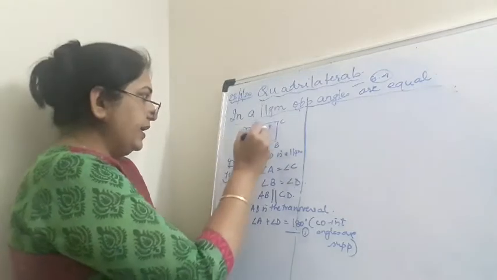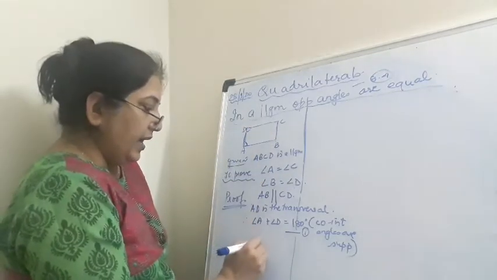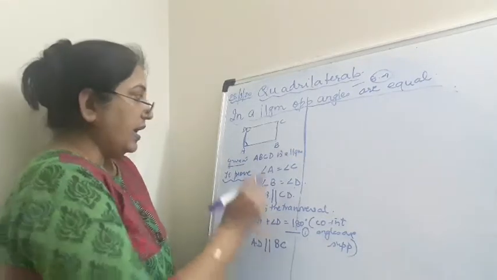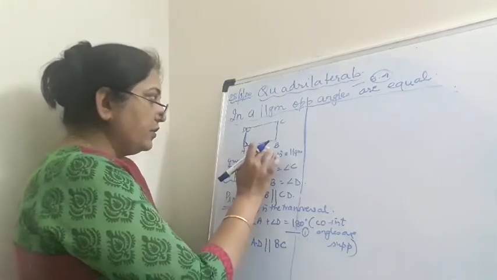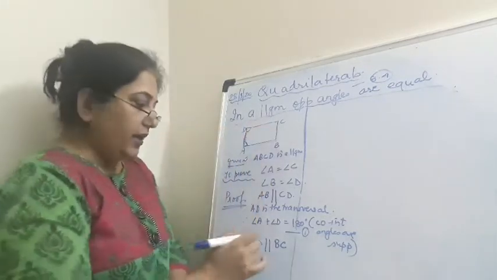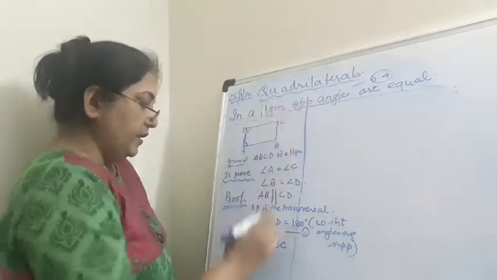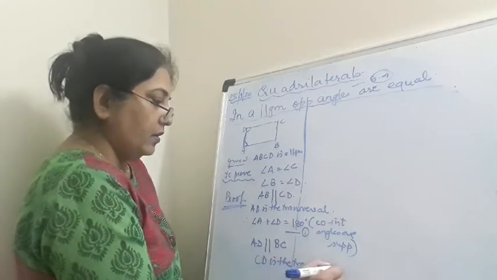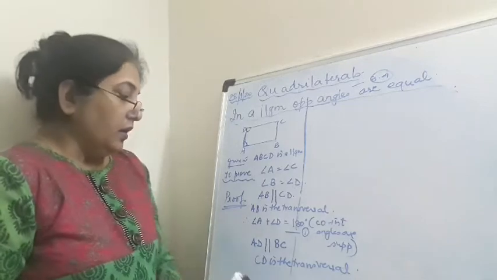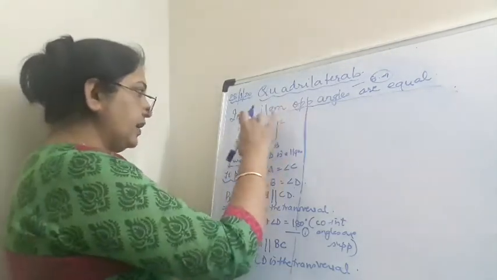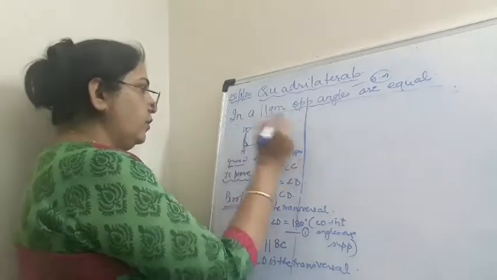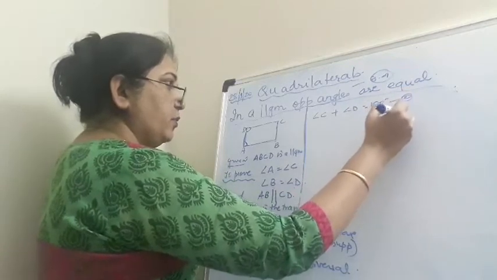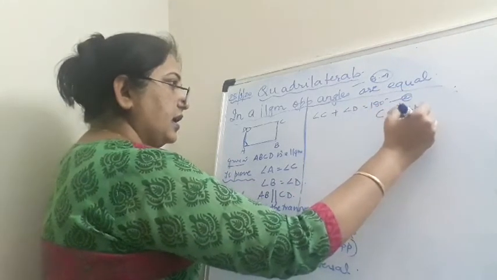Now, coming to the next part, we will take this one. We know that AD is parallel to BC. Yes. And what is a transversal? AB is also the transversal and CD is also the transversal. So let us take AD is parallel to BC and CD is the transversal. Now, when I take these two parallel lines and this transversal, angle C plus angle D will also be equal to 180, by which property? Co-interior angles are supplementary.